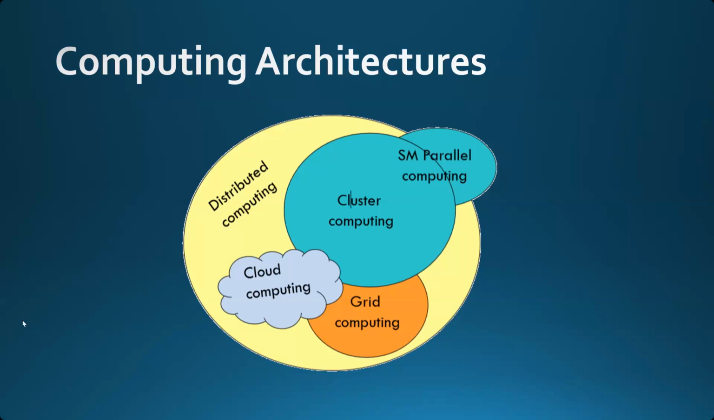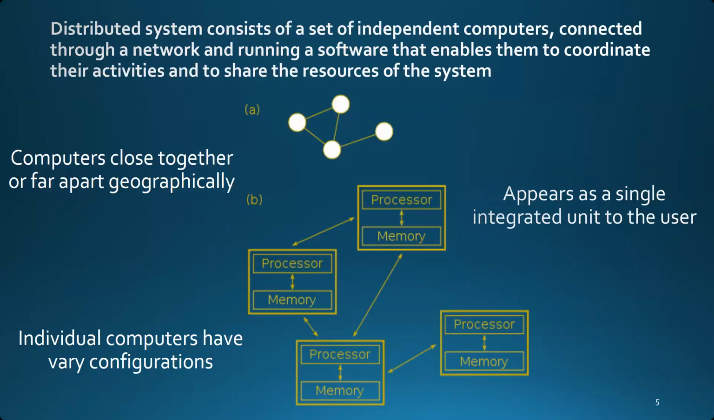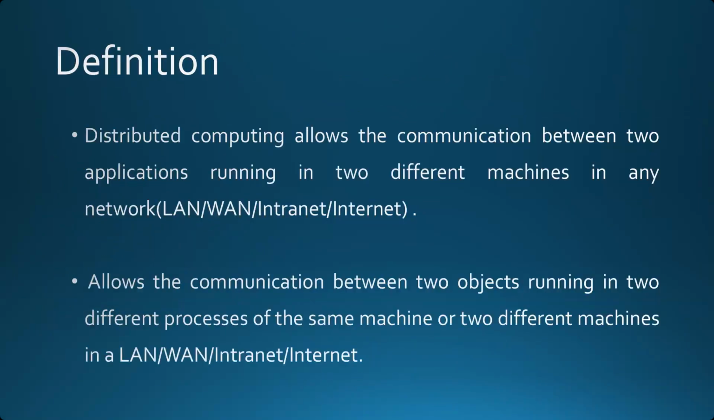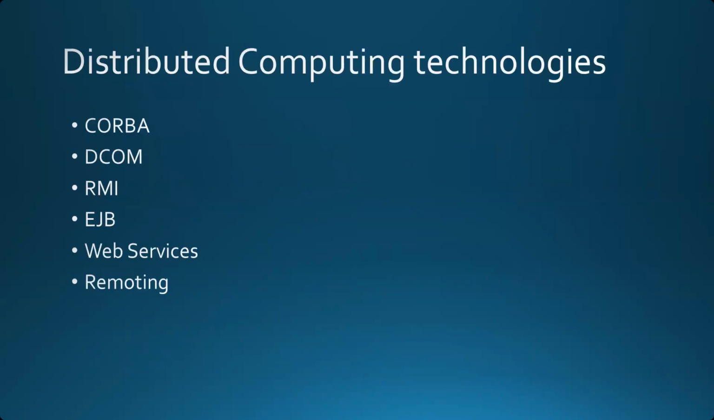Distributed computing you just learned. This is actually distributed architecture. This is distributed computing. It allows communication between two applications running on two different machines, or communication between two different objects running on the same machine. That is what we call distributed computing, and these are all distributed computing technologies.